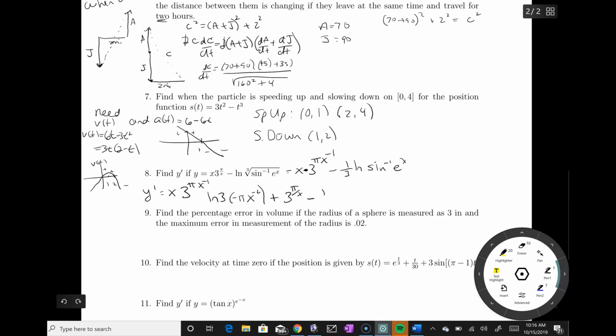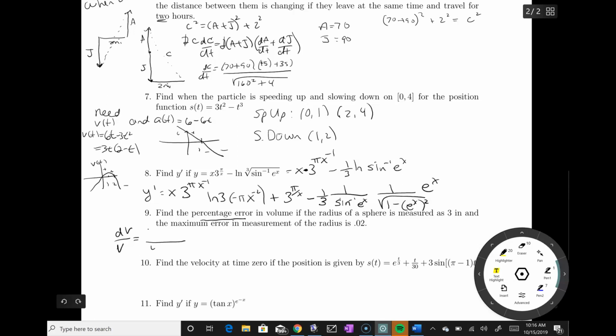Then I move on to the ln term, carry the constant of 1/3, 1 over stuff, and then moving in to take the derivative of stuff, 1 over the square root of 1 minus the argument squared, so e to the x squared, times the derivative of e to the x, which is e to the x. Okay, percentage error in volume means I want to find dV over V and then write it as a percent.